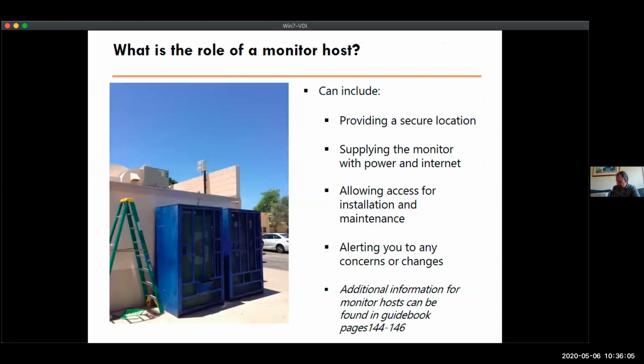What is the role of a monitor host? So a monitor host is somebody else in the community. It could be a community steering committee member, but it could also be somebody else. This person provides a secure location to you, supplies the monitor with power and internet, allows access for installation and maintenance, and alerts you to any concerns or changes. So it could be a school site, it could be a residence.